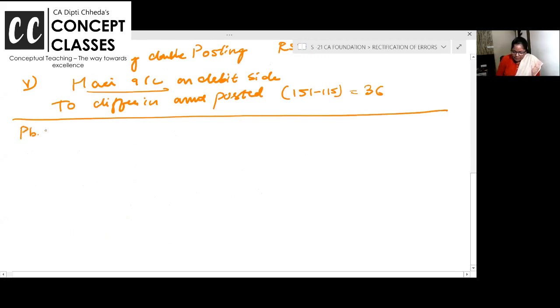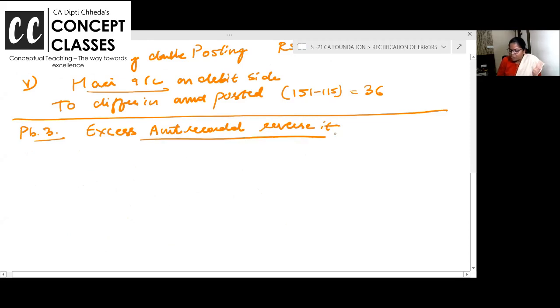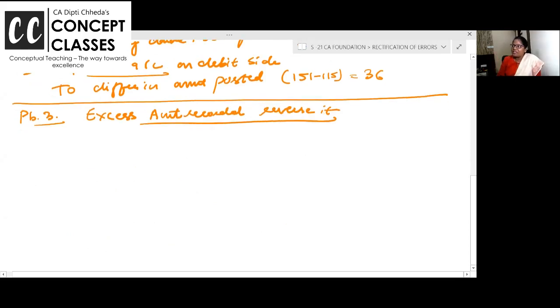Problem number 3. Okay, where two accounts are involved. Now credit sale to Ram is recorded by more. So just to understand, I am writing excess amount recorded, reverse it. Don't write this dialogue in exam, but now you write it so that it is fitted in your mind. Excess amount recorded, reverse it. So journal entry was Ram to sales. Now you write the entry.